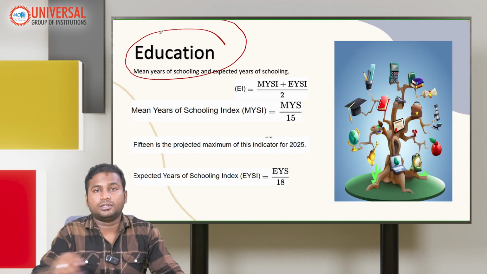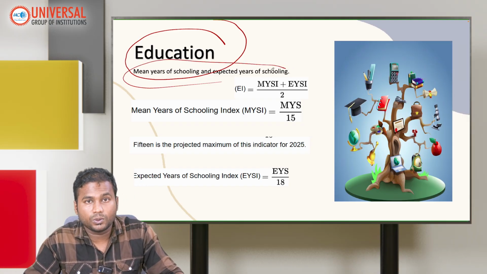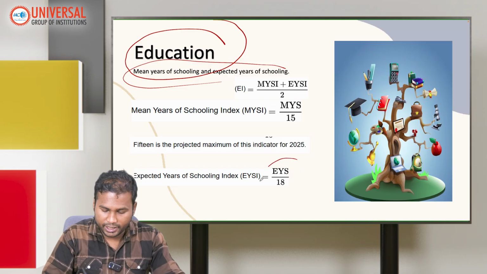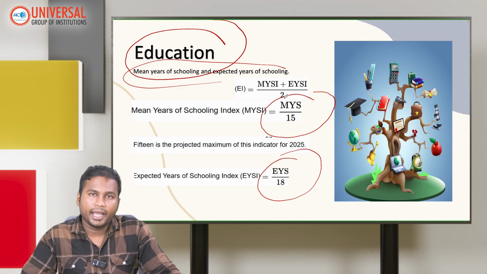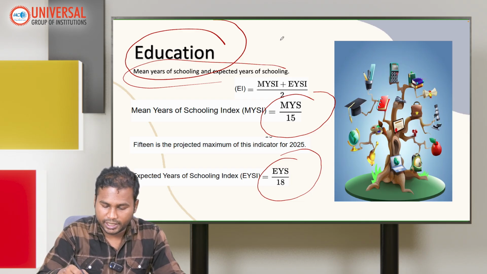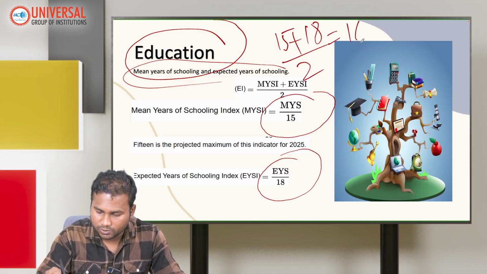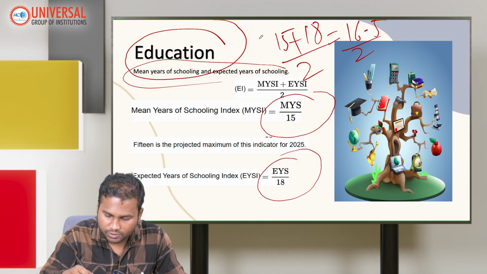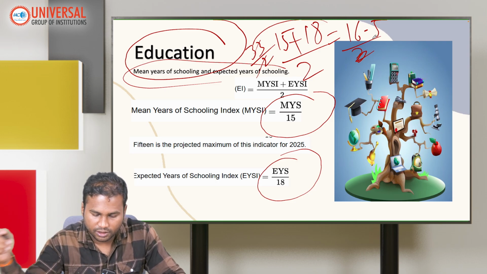So the second is education. Like I've already said, there are two components: mean years of schooling and expected years of schooling. Expected will be the highest, that is 18 years. Mean years of schooling is 15 years. That is the criteria given by HDI. So when we amalgamate this, 15 plus 18 is 33, divided by 2, that will become 16.5.